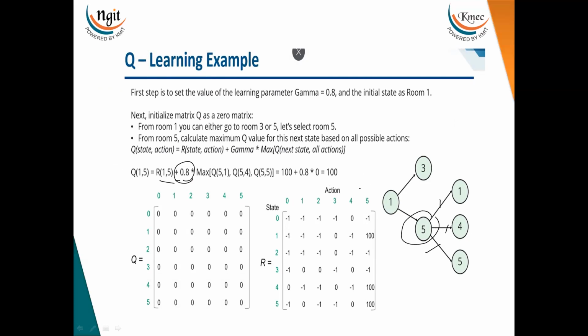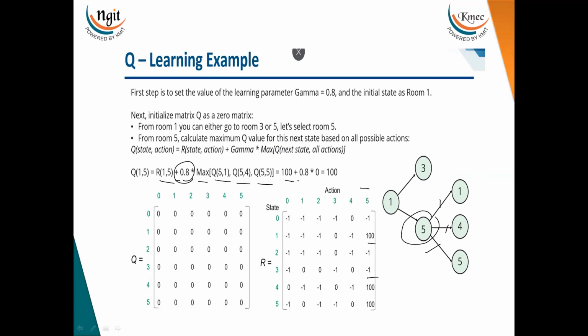Whatever will give me the maximum value, that I'm choosing. So that's why we are writing here max of what? Q value between 5 to 1, Q value between 5 to 4, and Q value between 5 to 5. Okay, and we are calculating here. So what is the reward value between 1 to 5? For me, the reward value between 1 to 5 is 100.